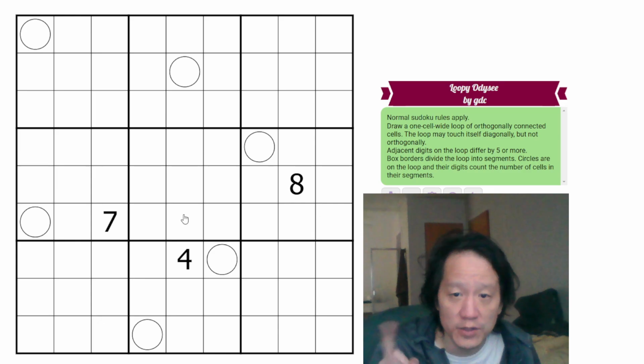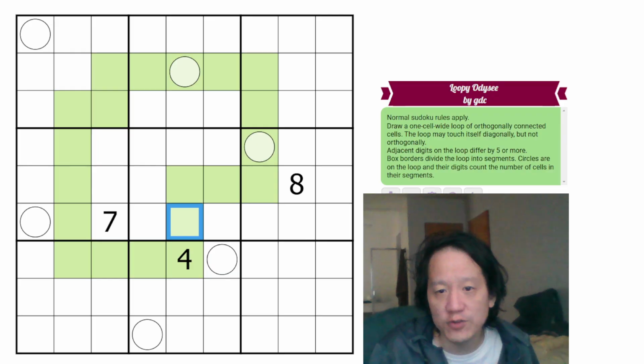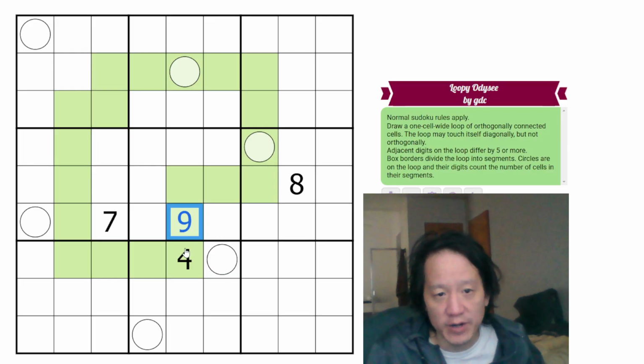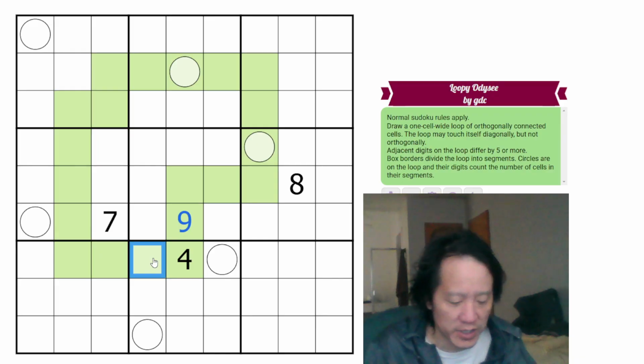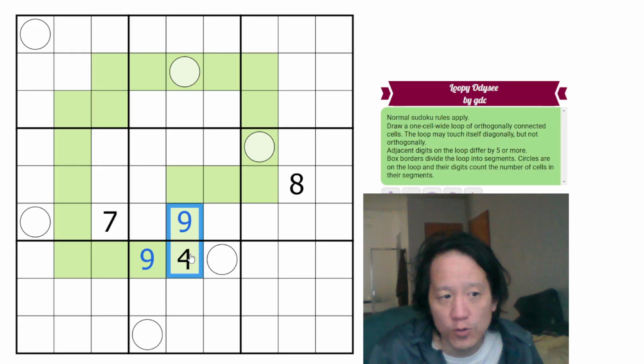Adjacent digits on the loop differ by 5. So basically, if this 4 were on the loop, this would have to be a 9 because it has to differ by at least 5. And then this would also be a 9. So 4 can only be on the loop if it's adjacent to a 9. That might give you some information about how to attack this loop.